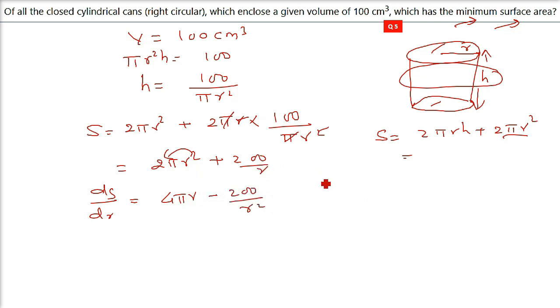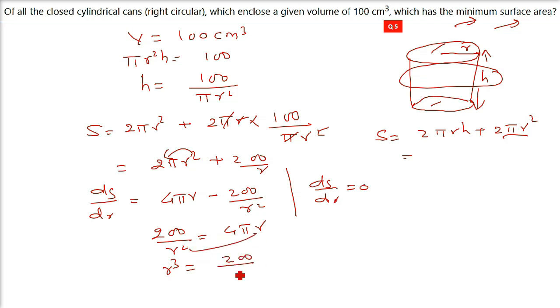This ds by dr has to be equated to 0. So ds by dr equated to 0, we get 4 pi r equals 200 by r square. When we take this, this is going to be r cube. r cube is equal to 200 by 4 pi. We are getting r cube equals 200 by 4 pi. So r will be simply equal to 200 divided by 4 pi to the power 1 by 3. Now you can just cancel this 4 with 200, you will get 50 by pi, and this goes to the power 1 by 3. This is the radius, and this is the final answer I am telling you.